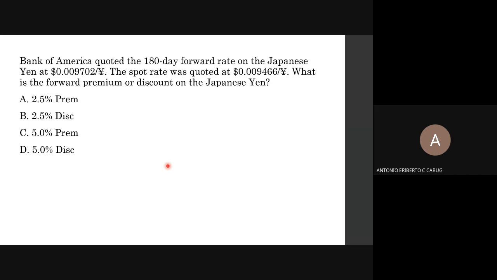Okay, 30 seconds more. Bank of America quoted 180-day forward rate on the Japanese yen, 0.009702 per yen. The spot rate was 0.009466 per yen. What is the forward premium or discount on the Japanese yen? Enter. Please enter your answers, everyone. Nasaan yung sagot nyo?